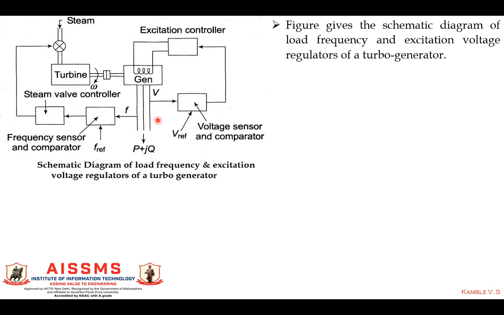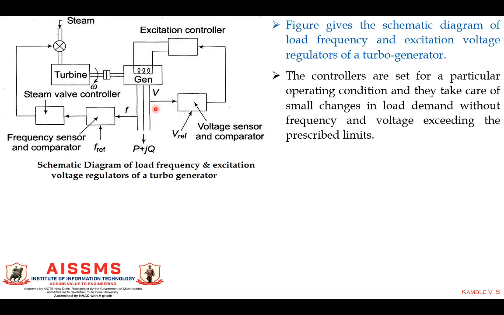So this system is a schematic diagram of load frequency and excitation voltage regulators. If you see this, V is the voltage which is produced by the generator. This voltage is given to a voltage comparator. This is a voltage sensor. The output of the voltage sensor is given to the excitation controller. This is the excitation controller, and excitation is given to the field winding of the generator. In the same way, the frequency which is generated by the generator is given to the frequency sensor and comparator. Output of this frequency sensor and comparator is given to the steam valve controller. Output of this steam valve controller is given to the steam.